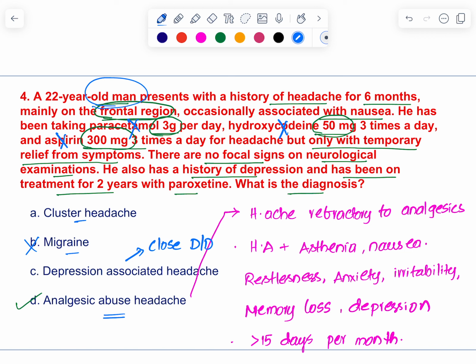Then you take the cluster headache. Cluster headache, the pain is usually retroorbital, and along with that you have the presence of the vasomotor phenomena. What is that vasomotor phenomena? The individual will have conjunctival redness. There is also watering from the eye, right? That is what is called vasomotor phenomena. So your cluster headache is also ruled out, right? And depression associated headache, this is one of the close differential diagnoses. So among the options which have been given to you, the correct statement is the analgesic abuse headache, and these are the clinical features of the analgesic abuse headache. All right, next question.